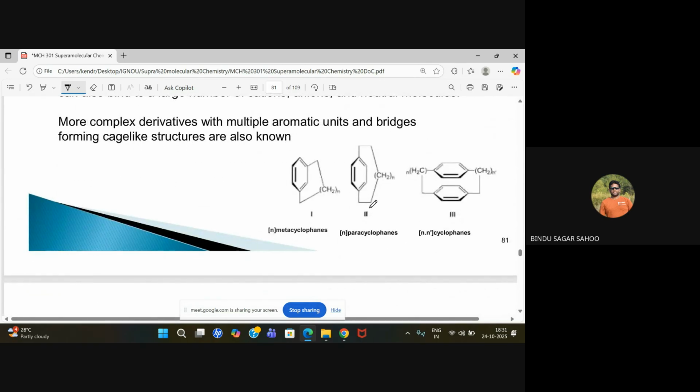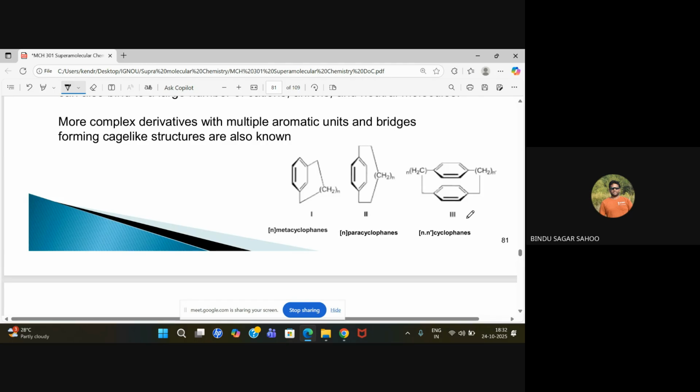And these are the naming of the cyclophanes. You can see if this is one position and this is four position, this is named as para cyclophanes. And here, this is one position, this is two, three. So this position is just like meta position, if it is the substituted group side, one, two, three. This is just like meta position, so this is named as meta cyclophanes.